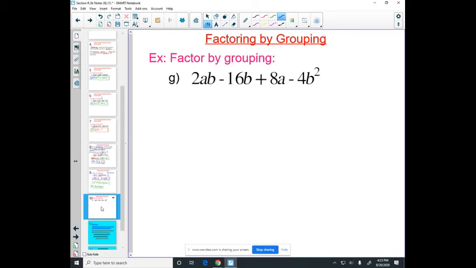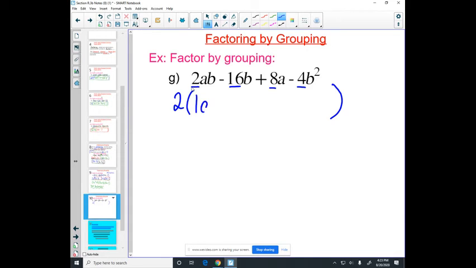Factor by grouping. On this one, let's look at all of them. 2, 16, 8, and negative 4. What are they all divisible by? Let's pull that out first out of all of them. Looks like they are divisible by 2, so we can pull out a 2. I can't pull out an A out of all of them because the 16 doesn't have an A with it. And I can't pull out a B because the 8A doesn't have a B with it. So I'm just going to divide everything by 2.